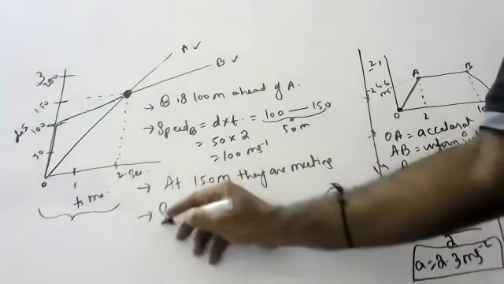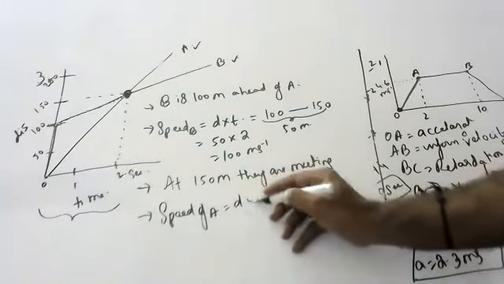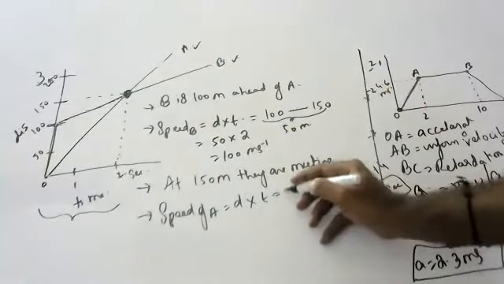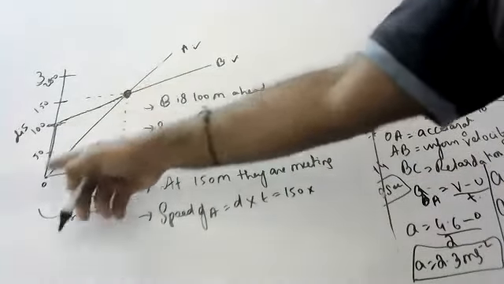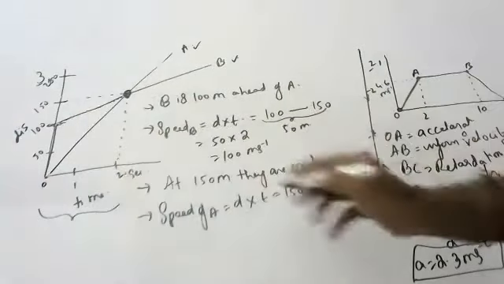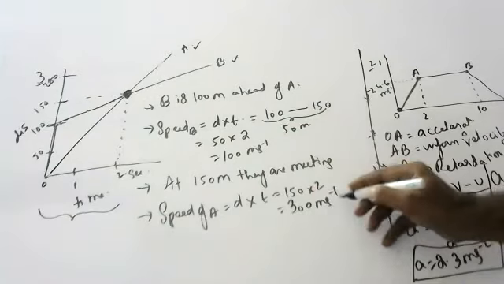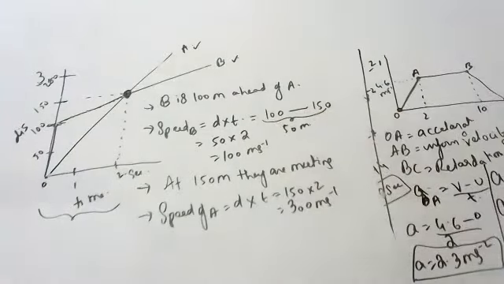Speed of A, anyone? Distance into time. So children, it covered 150 meters in 2 seconds. 150 divided by 2 is 75 meters per second. So what is the speed of A? 75. Speed of B is 25.